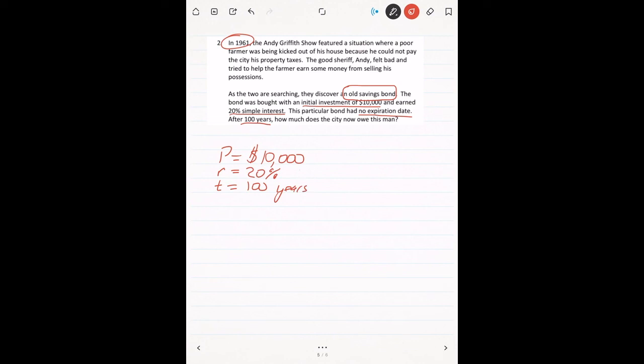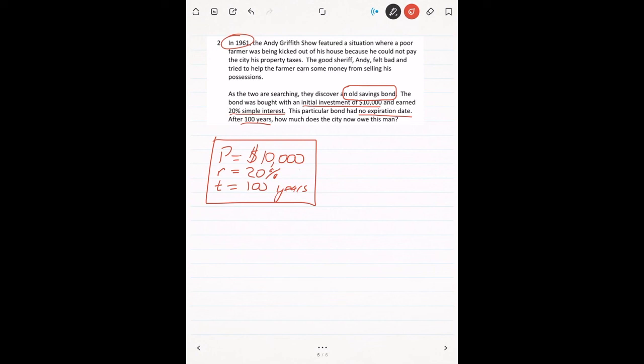All right, hopefully you found out this rather ridiculously large sum of money that this person is owed. So here's some information that we need to start with. Remember, if we're going to figure out our interest, we need to know what was the principal, how much was initially invested, what was the rate, how much money you were given every year, and what was the time, how long were we earning this money for. So the principal is $10,000, the rate is 20%, and the time is 100 years.